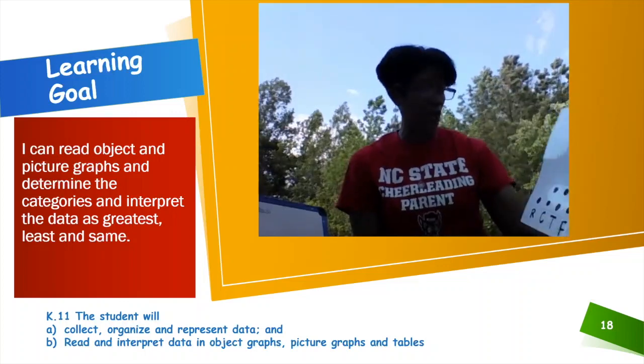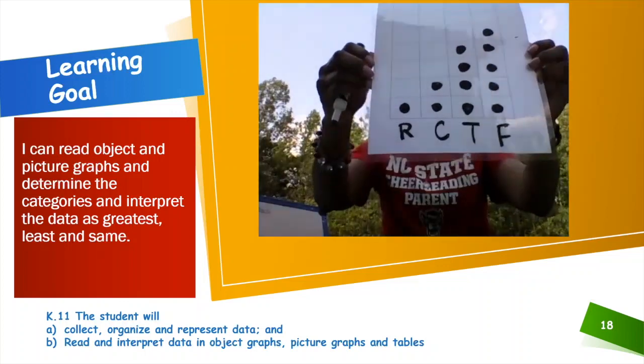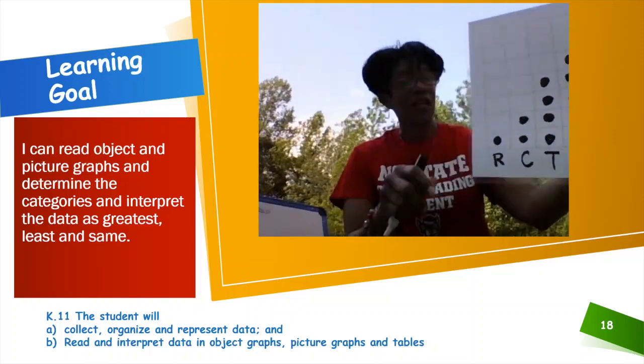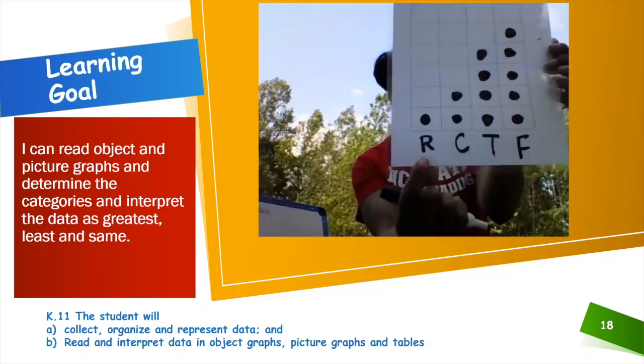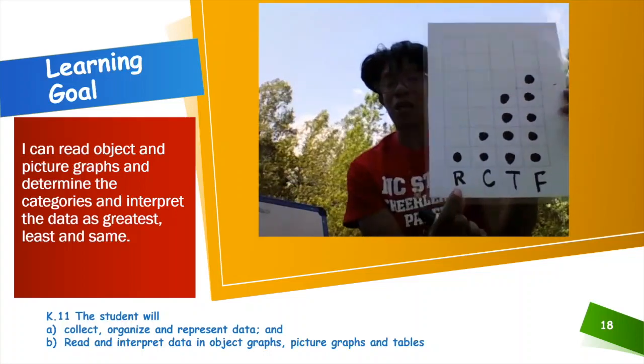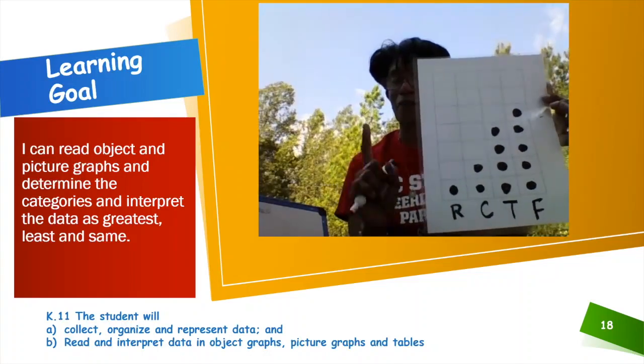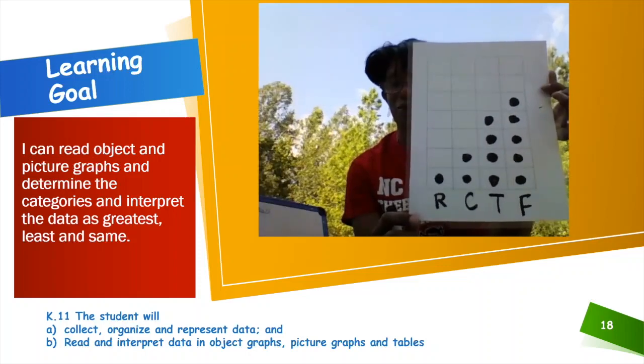If I were to say which animal had the least amount of animals traveling with them, who would it be? That's right, it would be R, which is what? Rooster, because he only had himself. It was just the one, just the one.